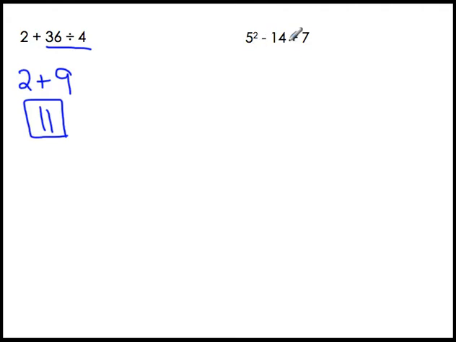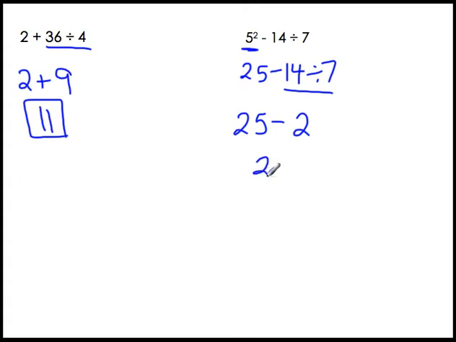This time there's no parentheses, but there is an exponent, so I need to do that first. So I've got 25, and I'm just going to drop everything else down for now, just so I can see for sure what has to happen next. Now we have subtraction and division. Division has to come first. So I'm going to drop down the 25 minus 14 divided by 7 is 2. Do the subtraction. 25 minus 2 is 23.